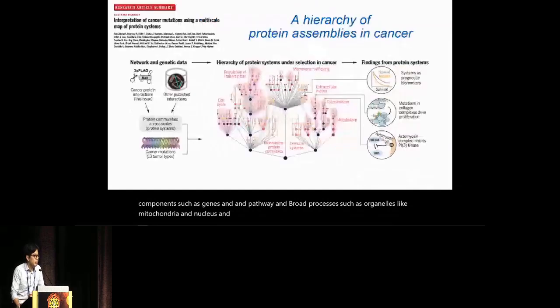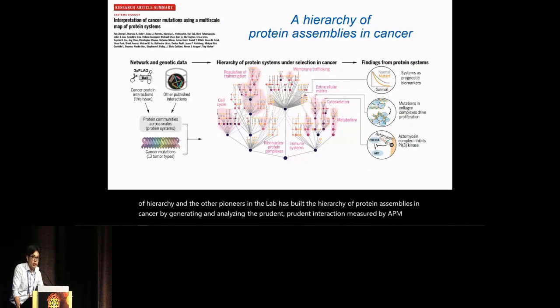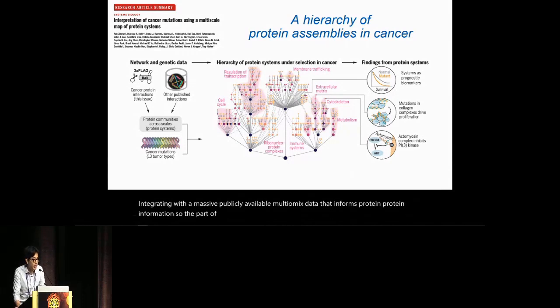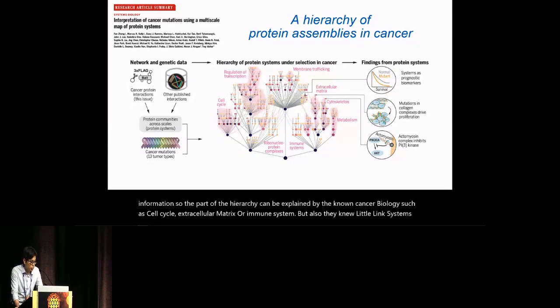This knowledge map takes the form of a hierarchy, and other pioneers in the lab built the hierarchy of protein assemblies in cancer by generating and analyzing protein-protein interactions measured by the APMS technique, integrating them with massive publicly available multi-omics data that informs protein-protein interactions. Parts of the hierarchy can be explained by known cancer biology, such as cell cycle, extracellular matrix, or immune system, but they also newly link systems like collagen complexes or actomyosin complex to cancer progression.